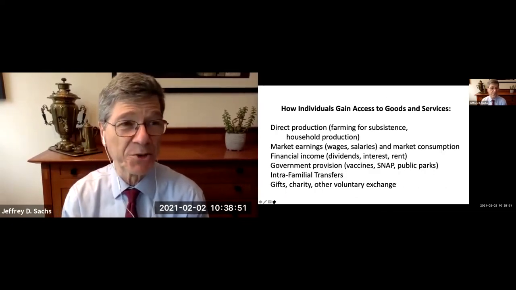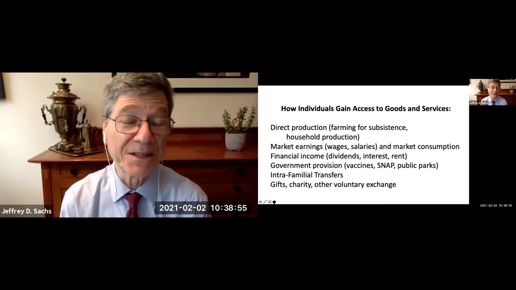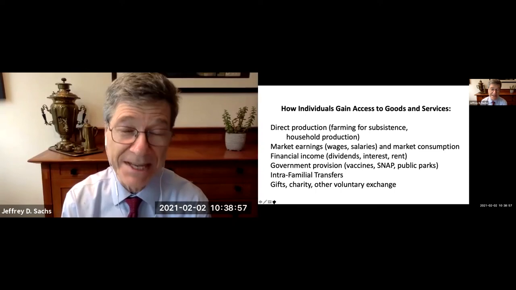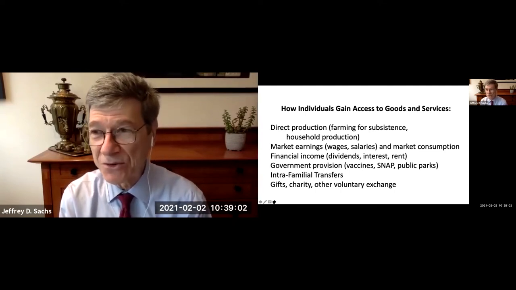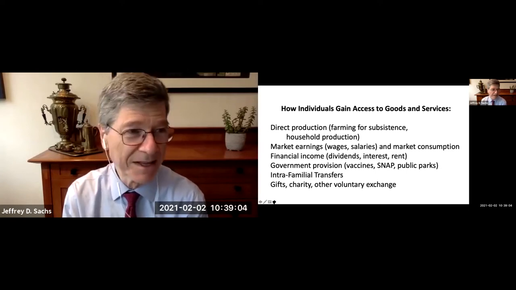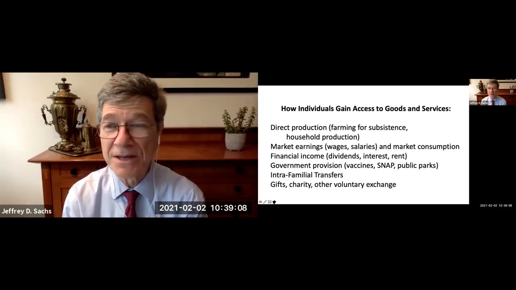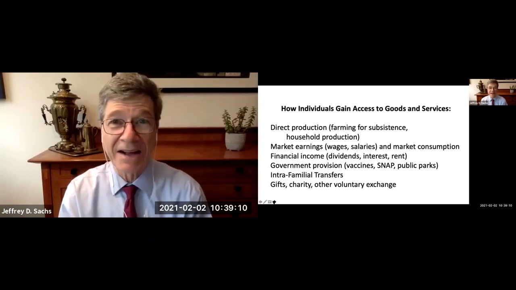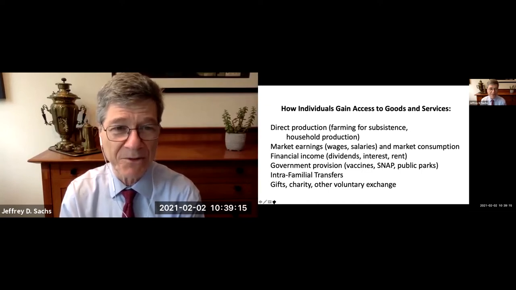One of the biggest issues that we'll face everywhere is that we need to live. To live, we need to eat. We need to have safe water. We need to have access to shelter, to clothing, to our basic economic needs. How do we get access to those goods and services? It's a fundamental question of economics.